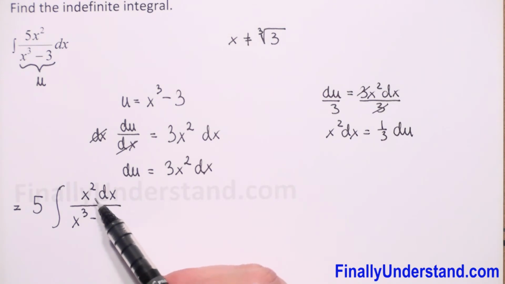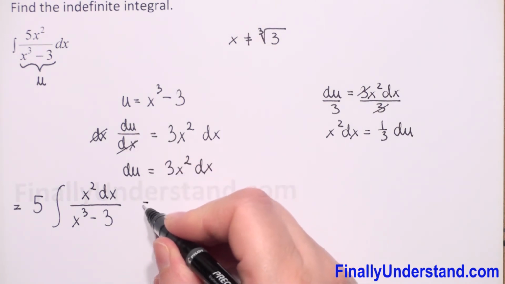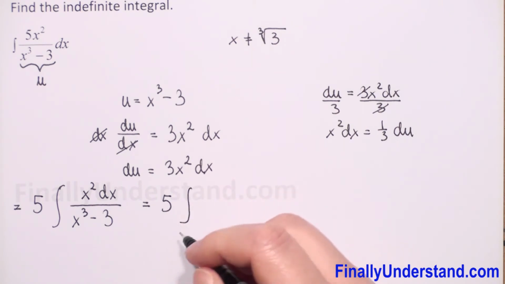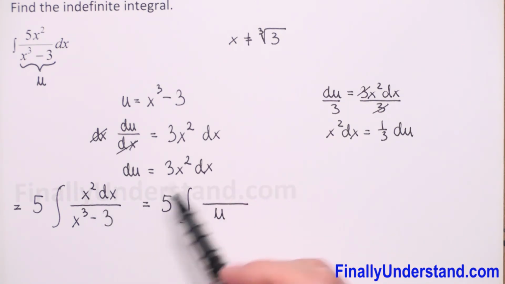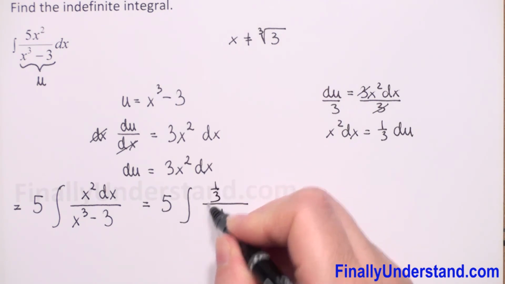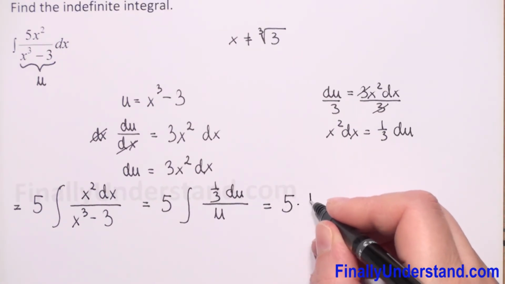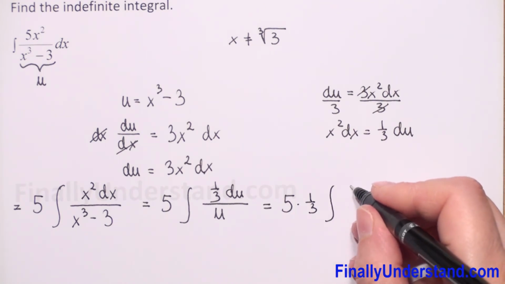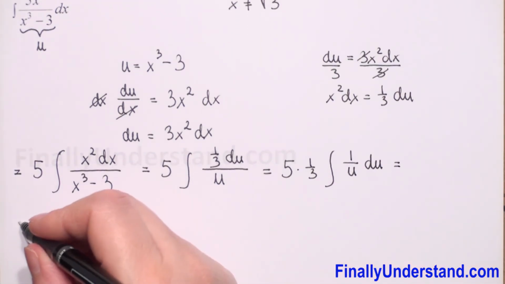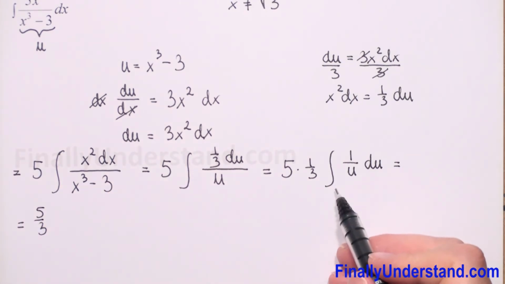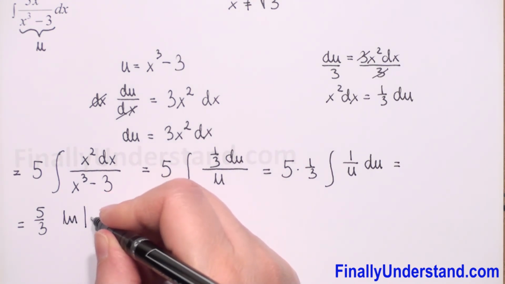So now we can do the substitution. x cubed minus 3 is equal u. So this is equal 5 times the integral, we have in the denominator u, and in the numerator we have x squared dx, which equals 1/3 du. So this is equal 5 times 1/3 integral of 1 over u with respect to u. So this is equal 5/3, and the integral of 1 over u is equal natural logarithm of absolute value of u.